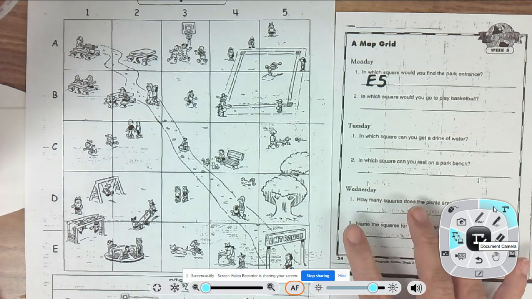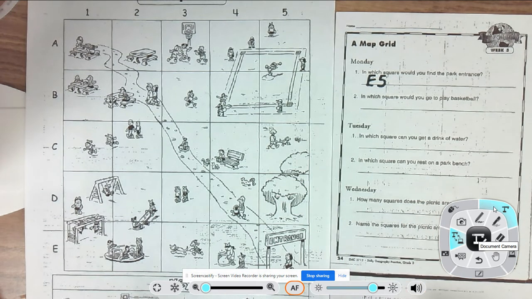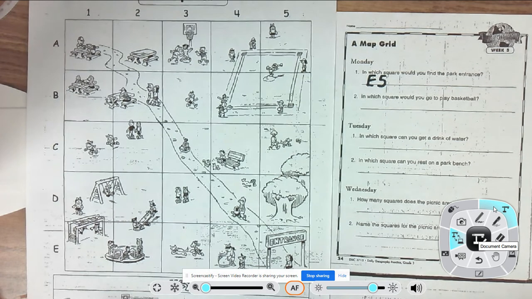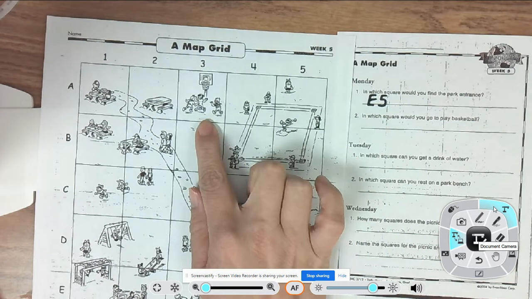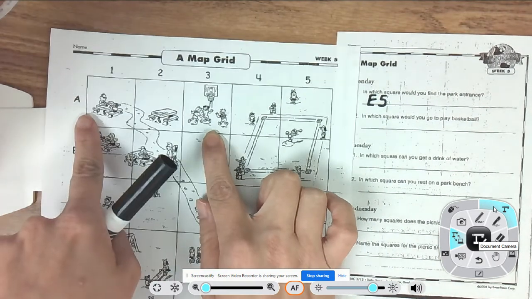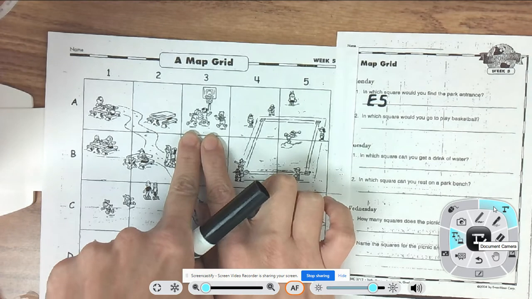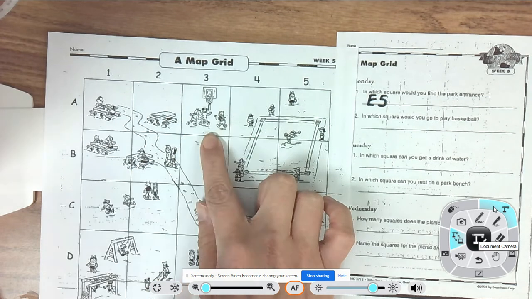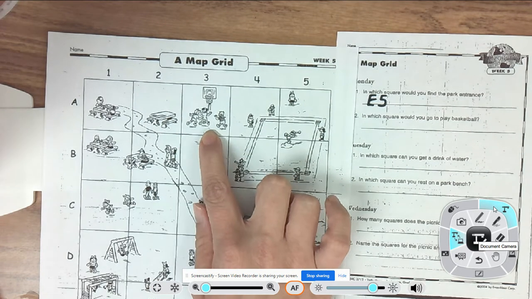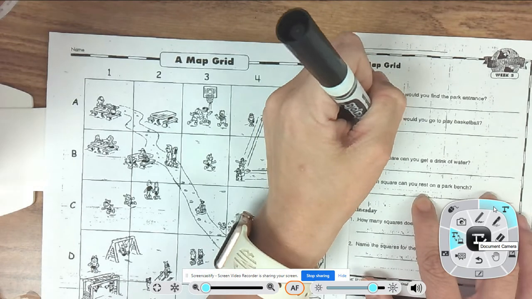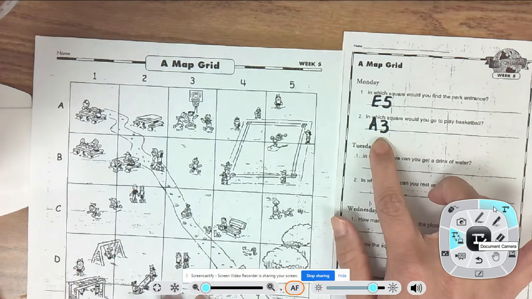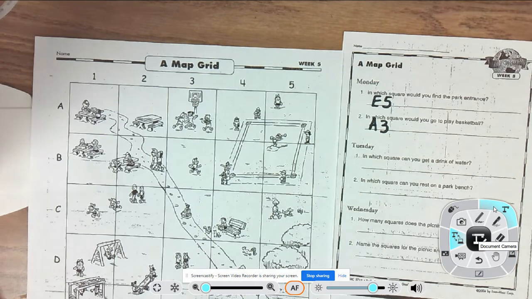Number 2, in which square would you go to play basketball? Basketball. So I'm going to find basketball on my map. I'm going to do my letter first, A, and then my number 3. A3 to go play basketball. Monday for number 2 is A3.